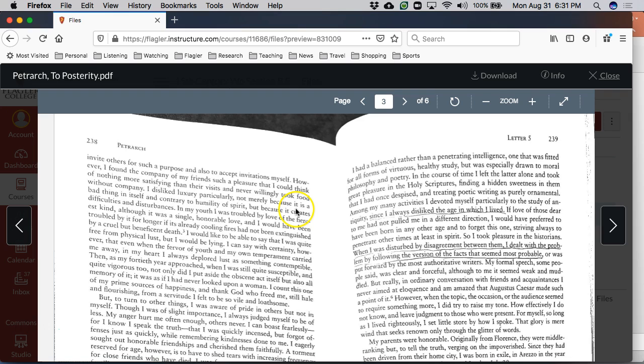We need to wipe down our desks. You should wipe down your desks. I'm going to wipe down everything like that. Take a minute to do that.